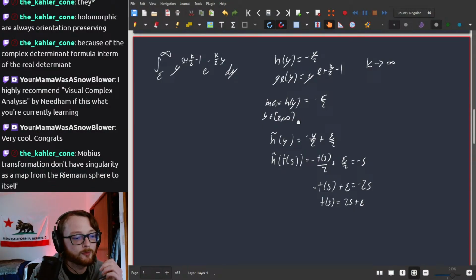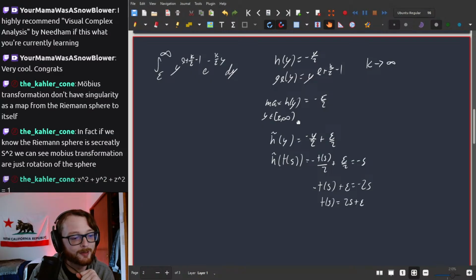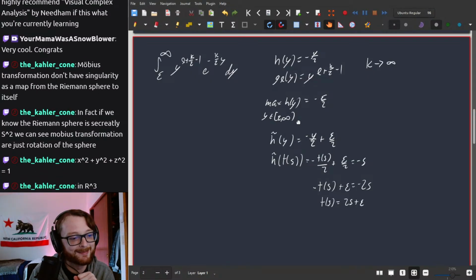Mobius transformations have a singularity as a map from the Riemann sphere to itself. Oh. Okay. We know the Riemann sphere is secretly S2. You can see the Mobius transform is just a rotation of the sphere. Is S2 just like... Is that just a sphere? A two-dimensional sphere? Okay, yeah. I guess like a two-dimensional surface in 3D.